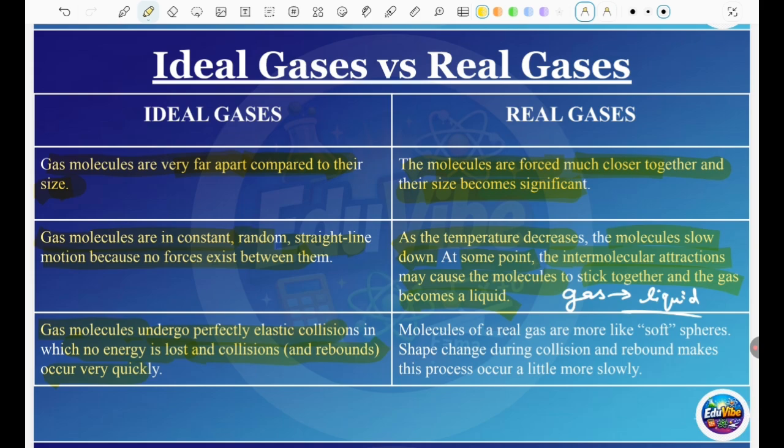In real gases, molecules are more like soft spheres. Their shape changes during the collision, and they are a little slower compared to ideal gases. So you can see from the differences that ideal gases perform everything very perfectly, not like the real gases.